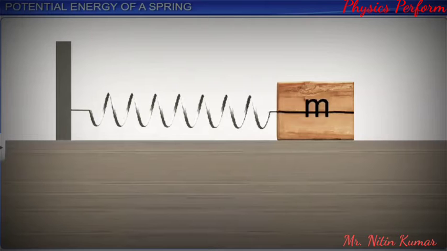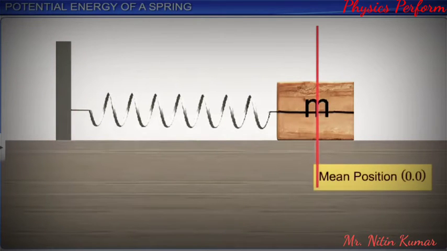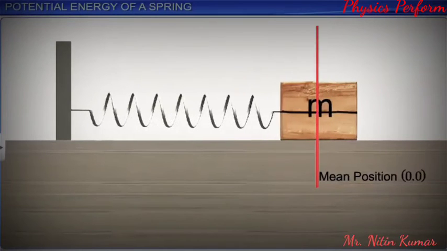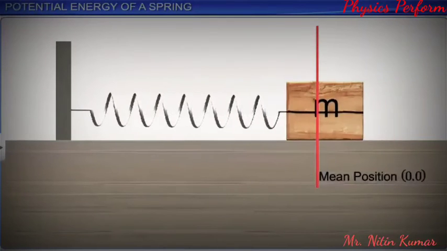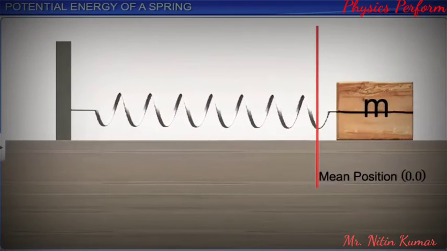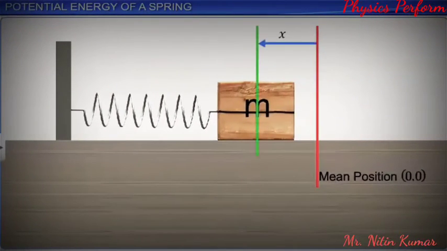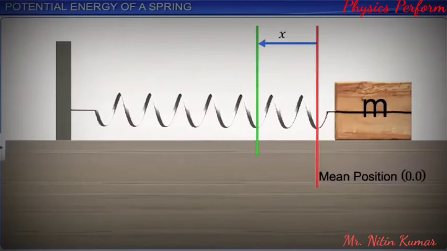Consider a block attached to a spring placed on a smooth horizontal surface. The other end of the spring is attached to a rigid wall. The position at which the spring is at rest initially is considered to be the mean position, with no displacement of the spring. Then, the spring is compressed and released. You can observe the spring oscillating to and fro from the rest or mean position. The displacement of the block is always measured from the mean or rest position.